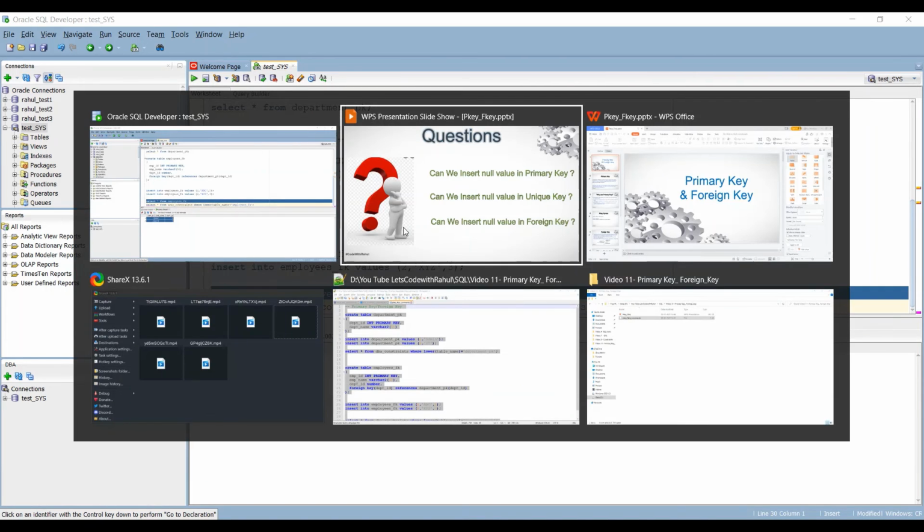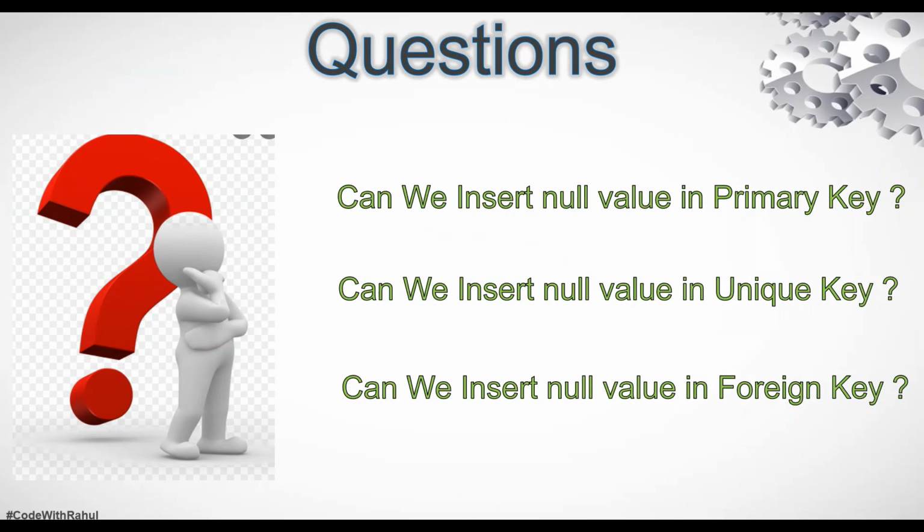I hope the primary key and foreign key concept is clear. Now I have some questions for you. Can we insert null values into a primary key? Can we insert a null value into a unique key? And can we insert a null value into a foreign key? So guys, I advise you to stop here for some time. Just think about it, try to do some hands-on and you will get the answer. And give me a reply, give me a comment when you have done this hands-on.